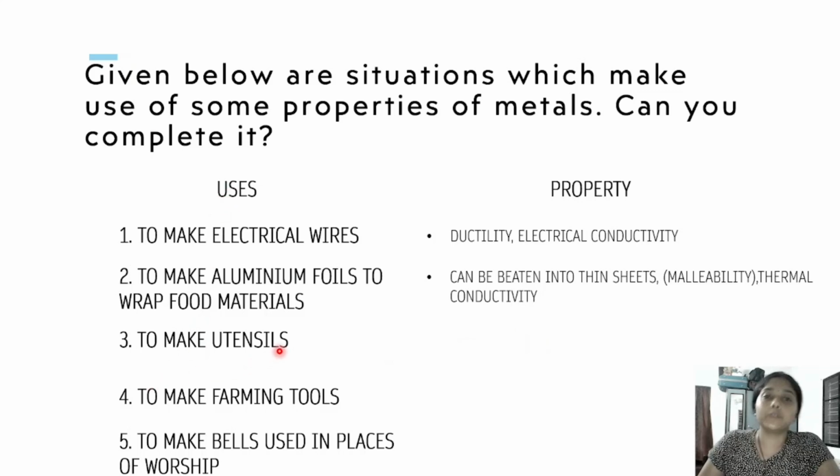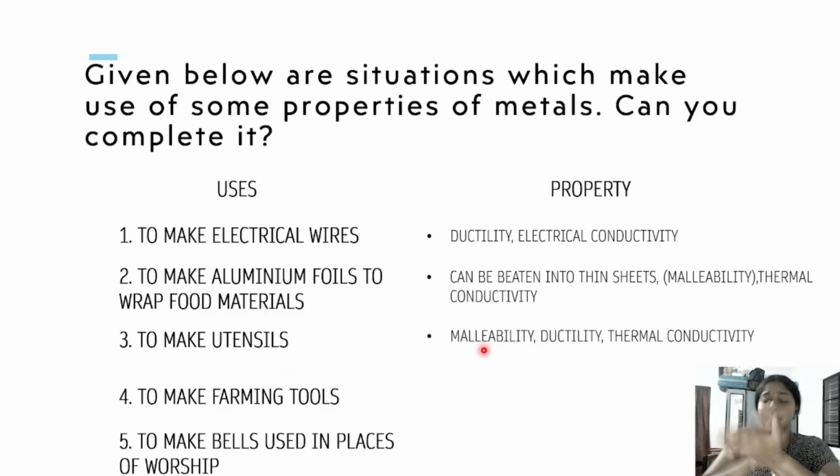Moving on to the next question. Uses: to make utensils. Which properties are present in the utensil? Yes, it's malleability. It is made into a thin sheet. Look at that. It is a thin structure. It is made by malleability and ductility to form the upper portion and lower portion, and it has thermal conductivity. Now, farming tools. They also use metal's malleability and ductility.